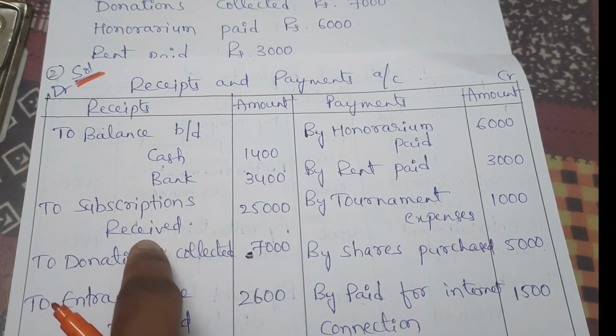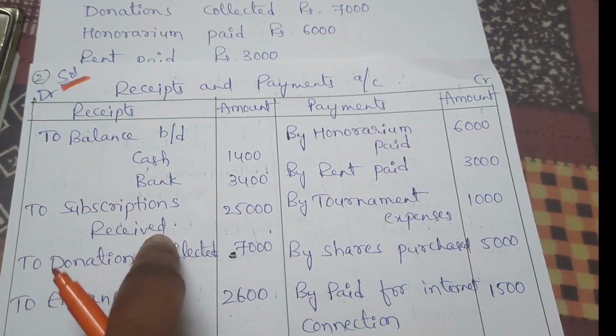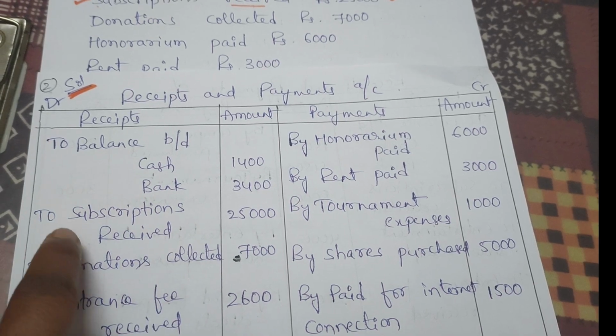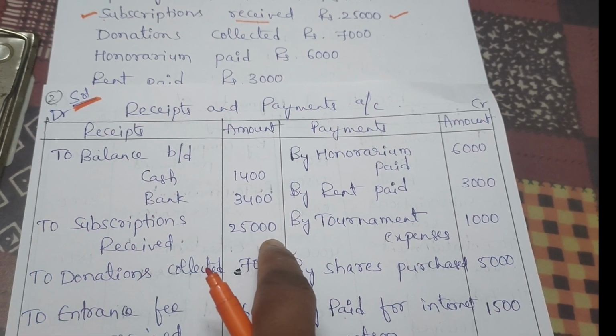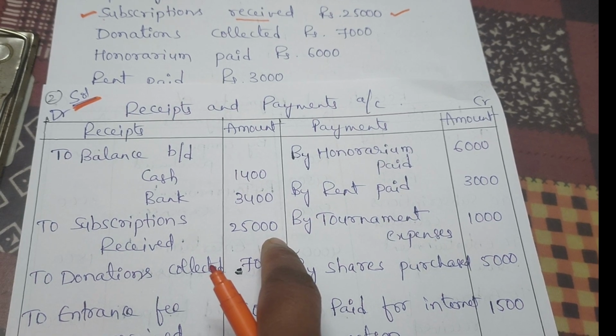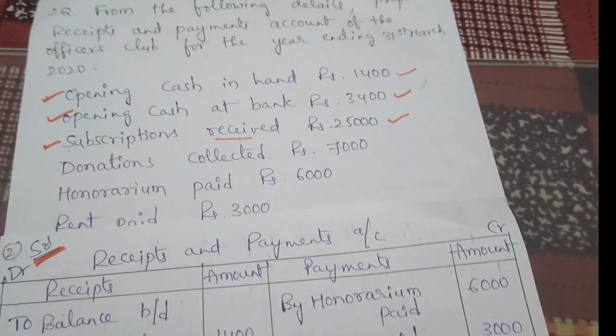Why we recorded here under receipts? Because this is subscriptions received. So all receipts we should write on debit side only. So, to subscriptions received, 25,000 on the debit side. Hope this is clear. Let us move to next item.